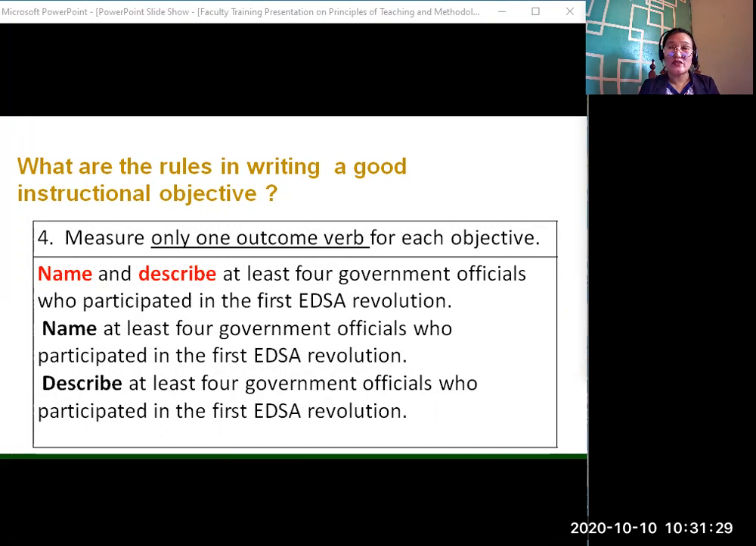It is also important to measure only one outcome verb for each objective statement. Though there are a lot of instructional objectives written in this way, our practice is also based on the principle of teaching, which states that any complex knowledge must be presented from simple to increasing complexity. So in order to facilitate this principle, we need to unpack this type of writing instructional objectives. Therefore, one outcome verb for every instructional objective statement.